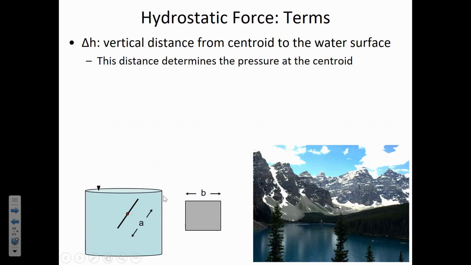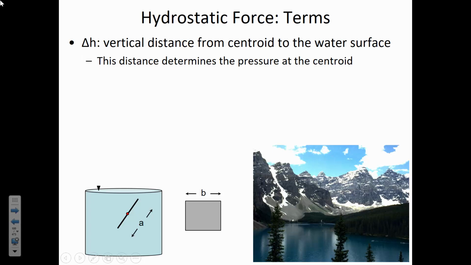All right, before we get into that approach, let's just define some terminology here. First of all, we're going to use delta H to represent the vertical distance from the centroid to the water surface. And delta H is the same delta H that we've been using in the hydrostatic equation. So it's going to be the delta H that we use to find the change in pressure.